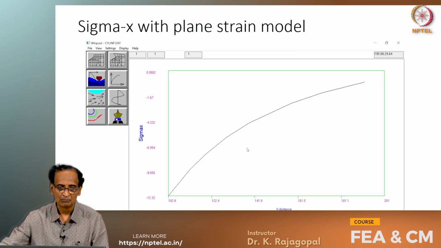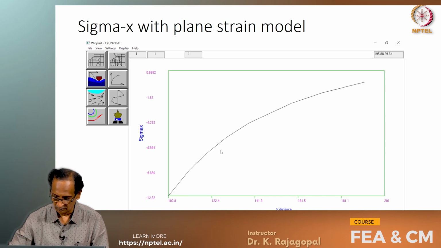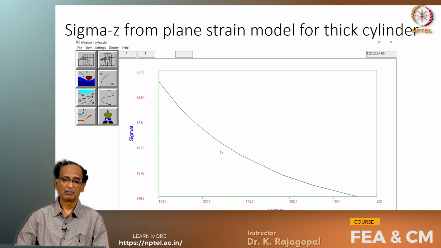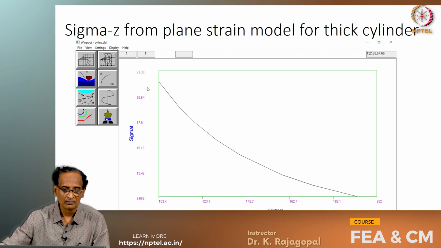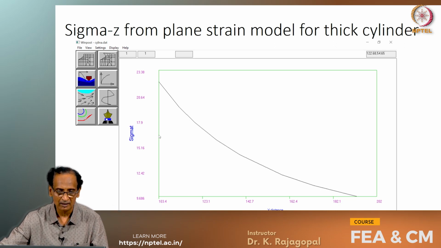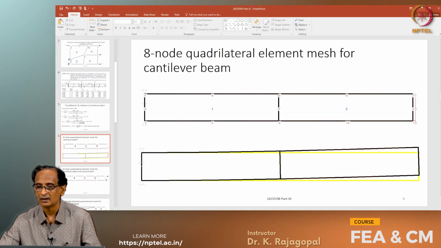And this is the sigma x with the plane strain model. It is also predicting almost the same. The maximum is 12.32, then it is reducing, and this is sigma z. Sigma z in the plane strain model is equal to sigma theta in the axisymmetric model. It is about 22 at the interior. Actually this is one of the integration points. This is not exactly at the tip. I will show you where the stresses are computed, and okay. Let me just go back.